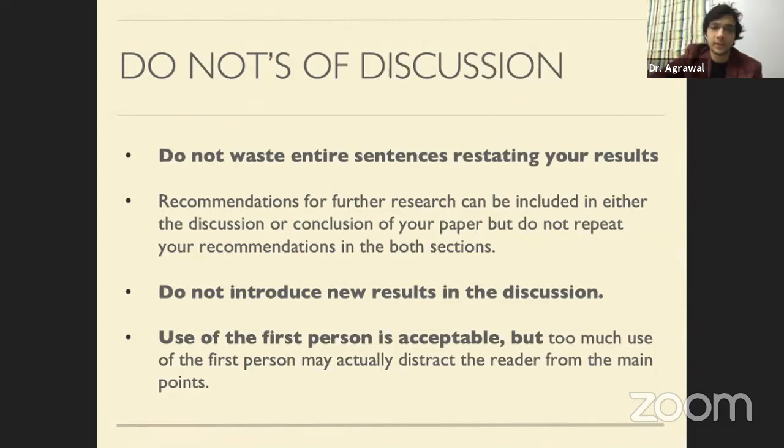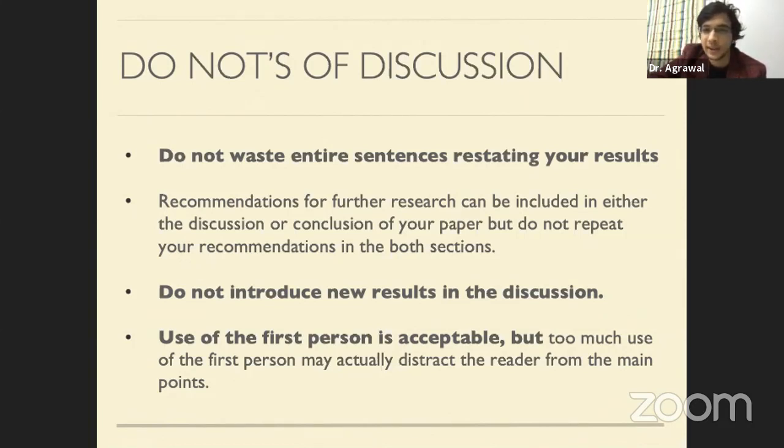Yeah, so you can have recommendations for further research saying that more attention should be paid on the causes for, say, maternal mortality in villages and stuff like that. So you can either include that in your discussion or your conclusion. Don't repeat it again in the conclusion, because that repetitive behavior is really not good in a scientific article.